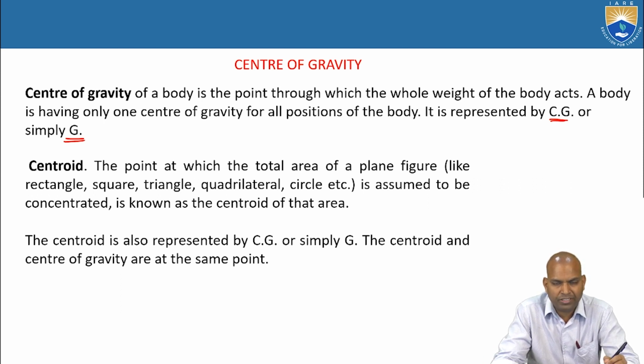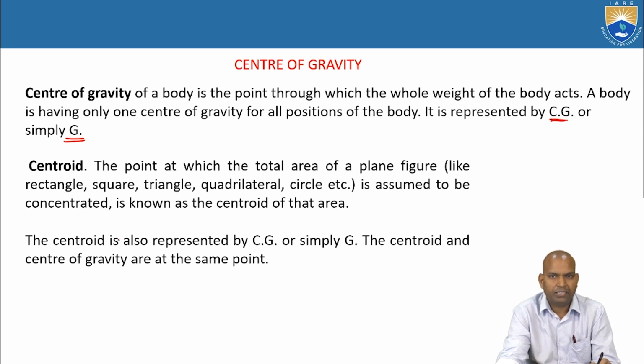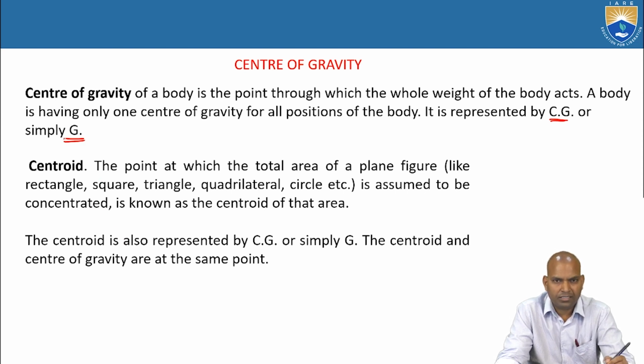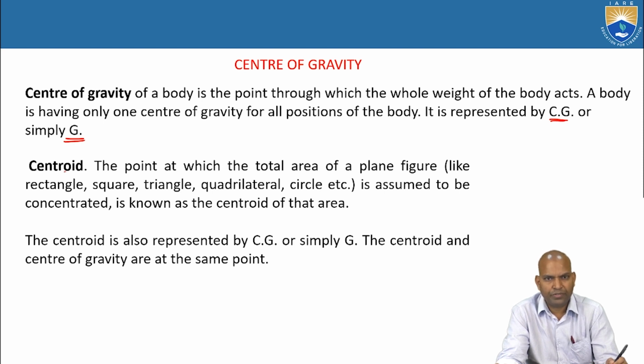Here the figures are simple plane figures such as rectangle, square, triangle, quadrilateral, circle, etc. Not only these figures, but also composites of rectangles such as I sections and channel sections, C sections, etc., which are made of different rectangles positioned in such a manner. Such composite figures can also be calculated by using various expressions.